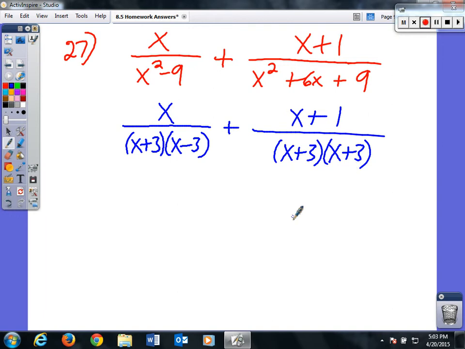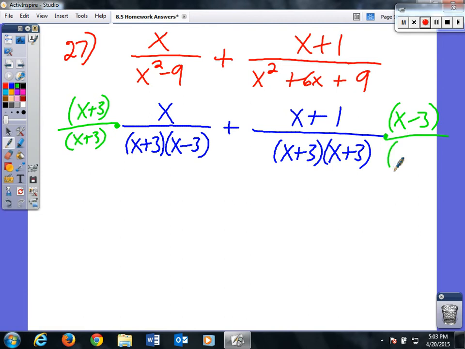But on the left we have an x minus 3, and on the right we have an extra x plus 3. And so to make these denominators the same, I'm going to have to multiply the left fraction by x plus 3 over x plus 3 to get that extra x plus 3 in there. And on the right, I need to multiply by the missing piece. That is x minus 3. And now we will have common denominators.